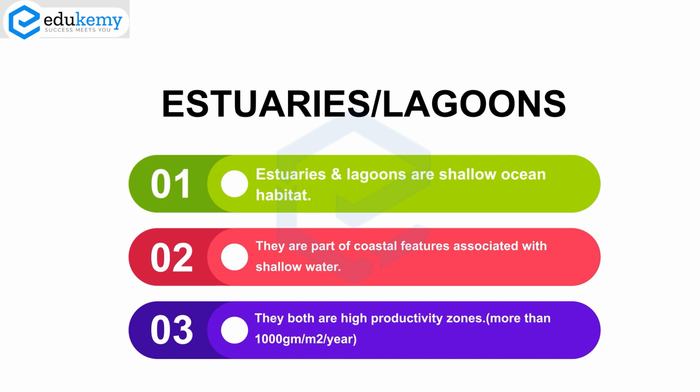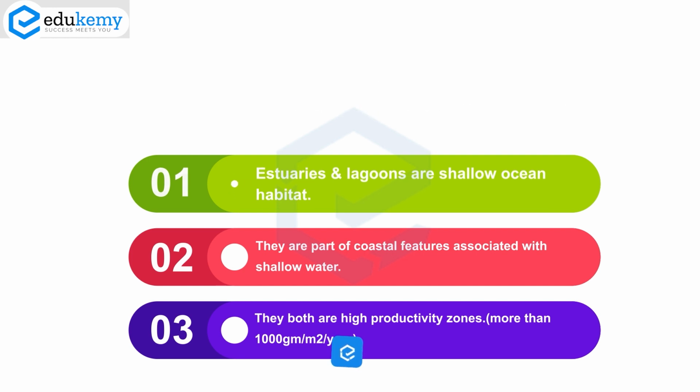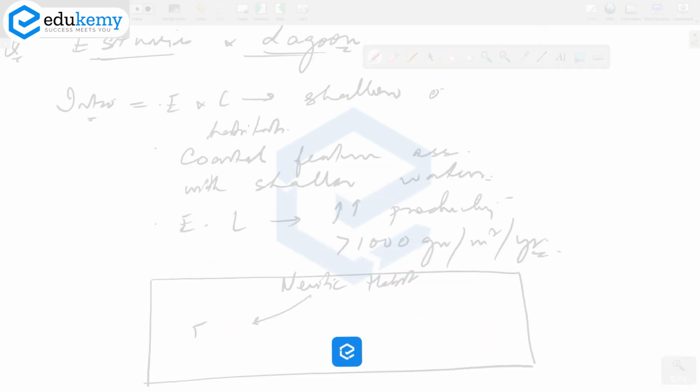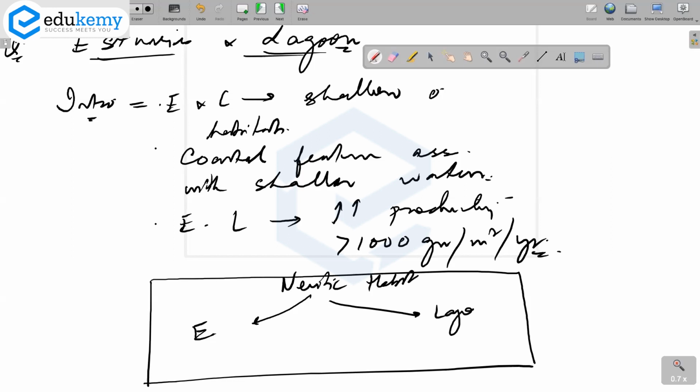For the diagram, it's your choice. You can use a schematic. So you could write neritic habitats, estuaries, lagoons, and write some points here and here.